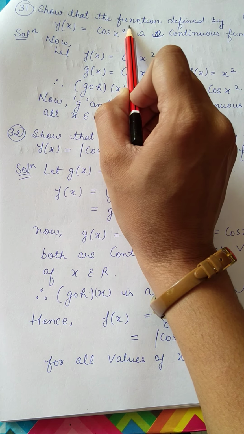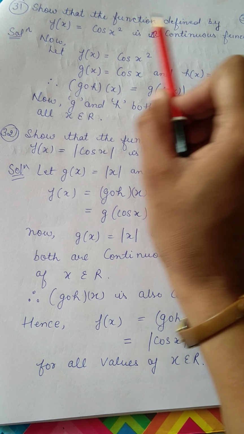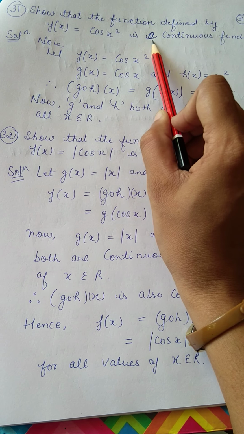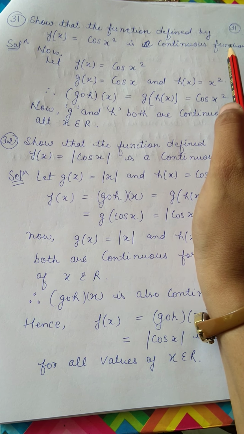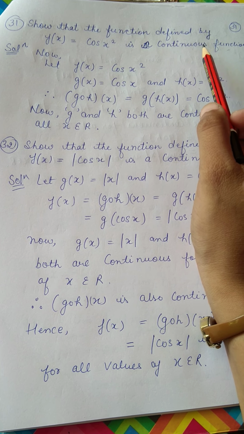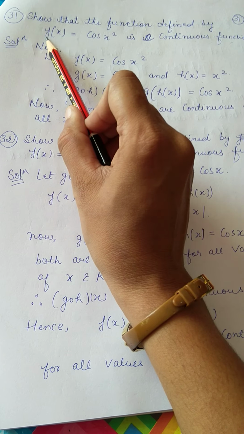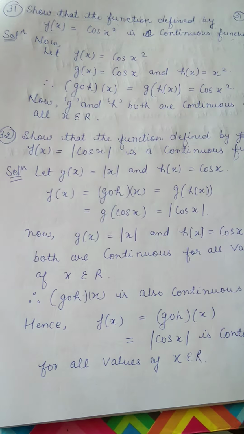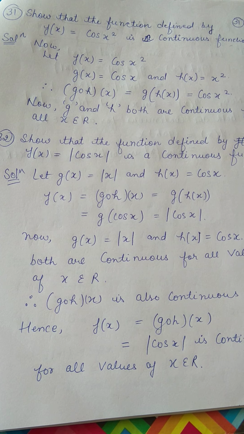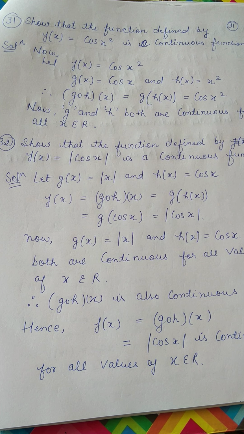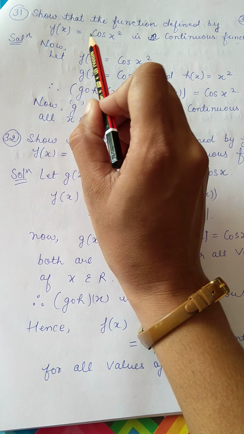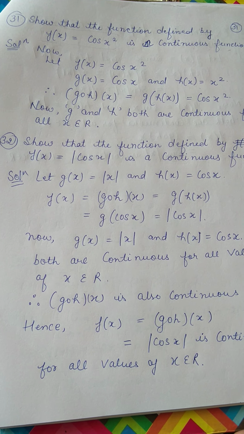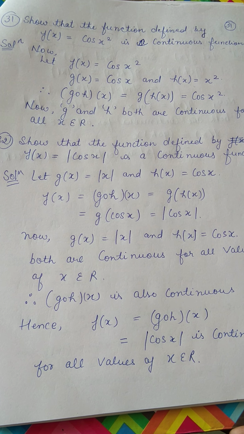Show that the function defined by f(x) = cos x² is a continuous function. What we have to do? We have to show that this function f(x) = cos x² is a continuous function. Clear? This is what we have to show. For this, what will we do?